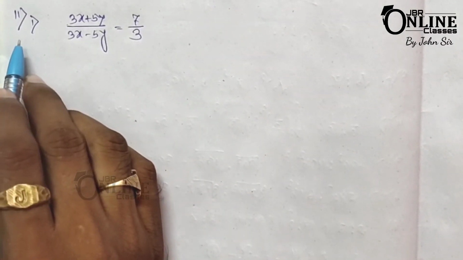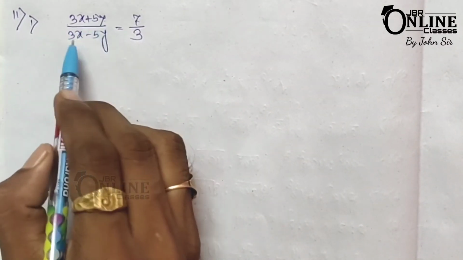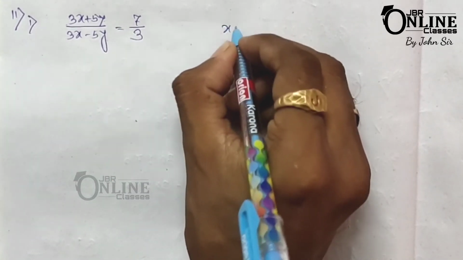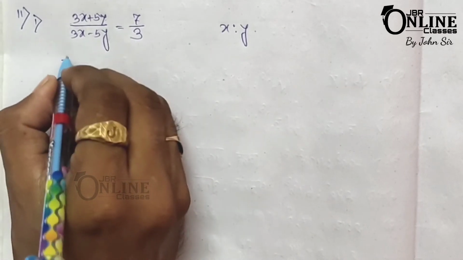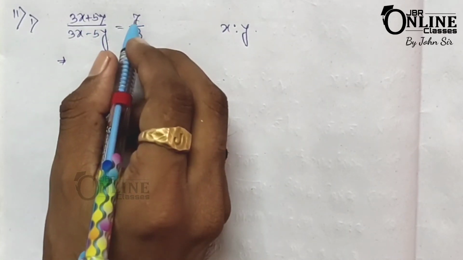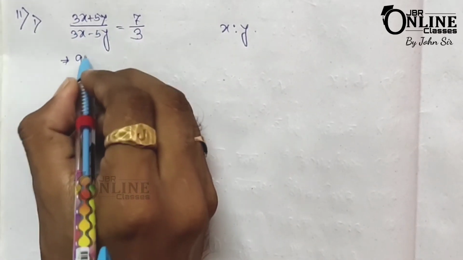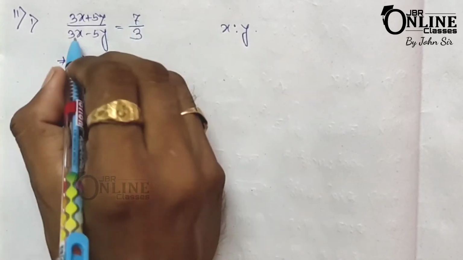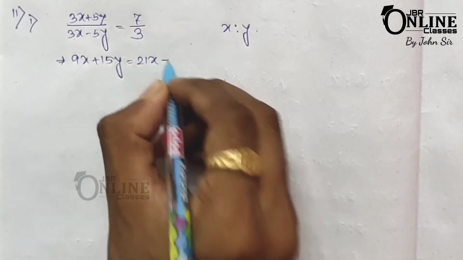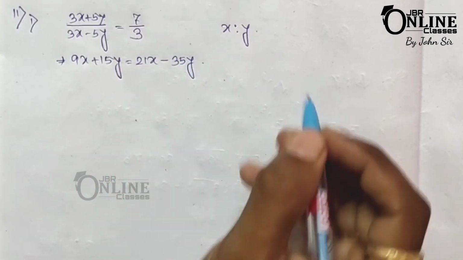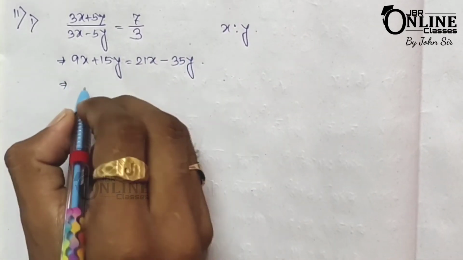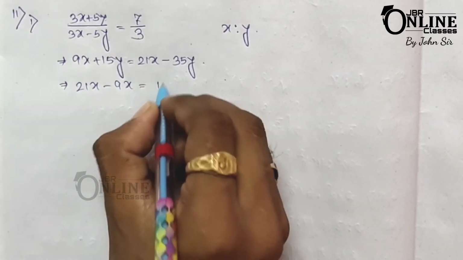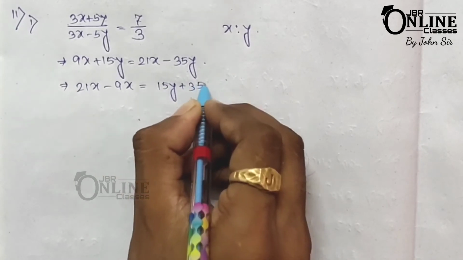Now 11.1. If (3x plus 5y) by (3x minus 5y) equals 7 by 3, then find out x is to y. Okay, so first you have to cross multiply. So 3 into 3x equals 9x, 9x plus 15y, and 7 into 3x equals 21x, so 21x minus 35y by cross multiplying. So now finally we will get 21x minus 9x equals 15y plus 35y.